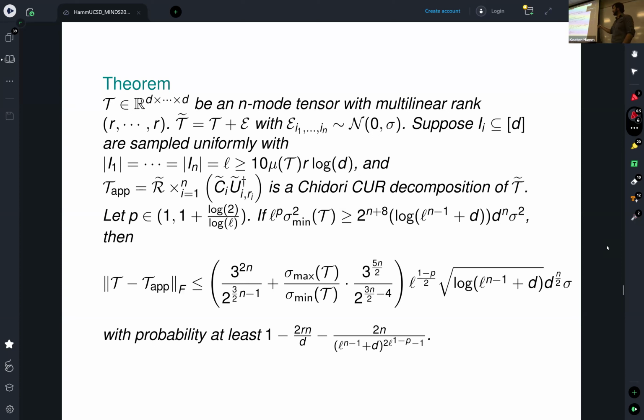Really, this is just the expected noise of the random Gaussian noise tensor. So whatever your noise is, that's here. So effectively what you're saying is the bound only contains pieces that are exponential in the number of modes, not the dimension, and then up to this condition number of the noise tensor.